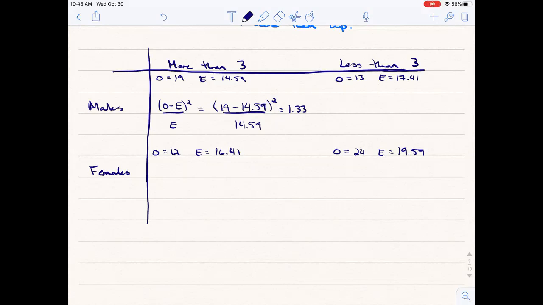Doing the same thing here, observed minus expected squared over the expected. 13 minus 17.41 squared over 17.41. 1.117.